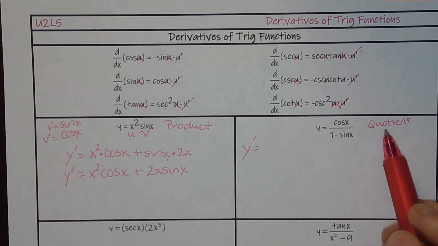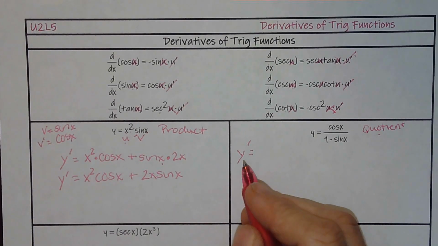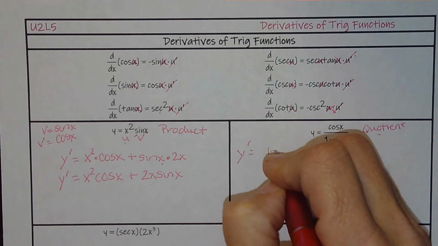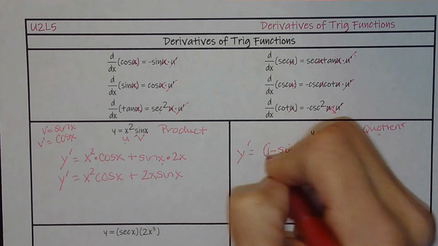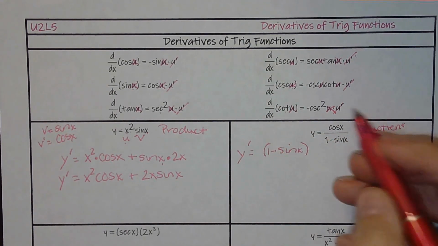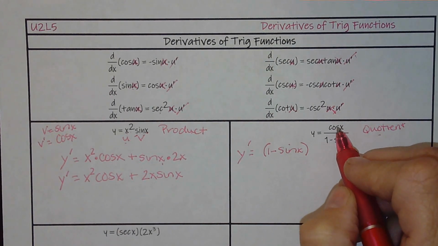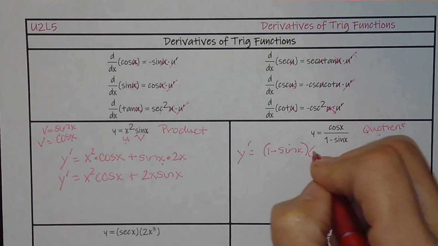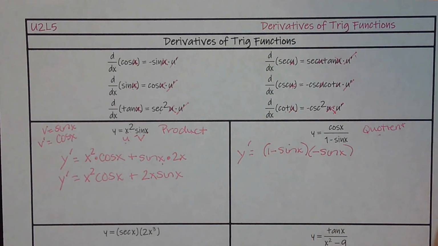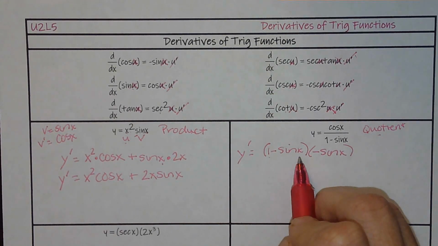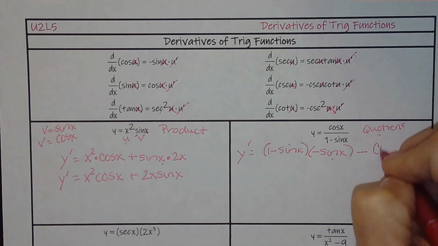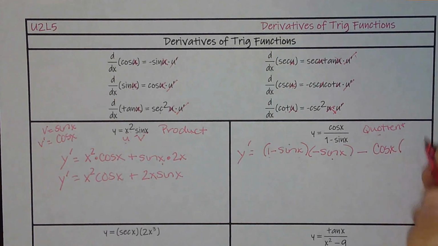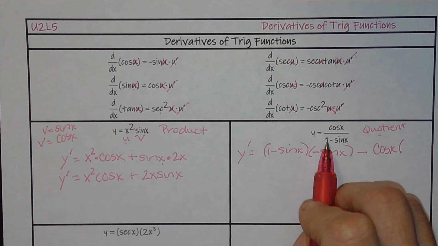So we want to use the quotient rule. The quotient rule is low, 1 minus sine of x, times the derivative of high, and the derivative of cosine is negative sine of x. So I have low d high. I need to subtract high, cosine of x, times the derivative of low. Now what's the derivative of 1? Well, that's 0.